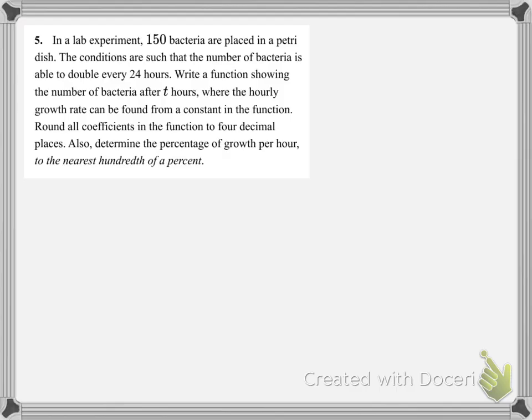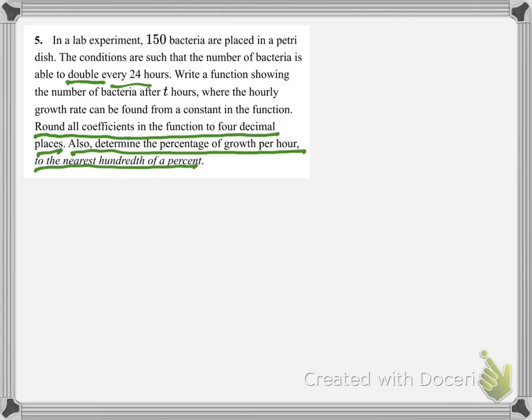But it says in a lab experiment, 150 bacteria are placed in a petri dish. The conditions are such that the number of bacteria is able to double, that's a key word, double, every 24 hours. Write a function showing the number of bacteria after t hours, where the hourly growth rate can be found from a constant in the function. Round all coefficients in the function to 4 decimal places. Also, determine the percentage of growth per hour to the nearest hundredth of a percent.